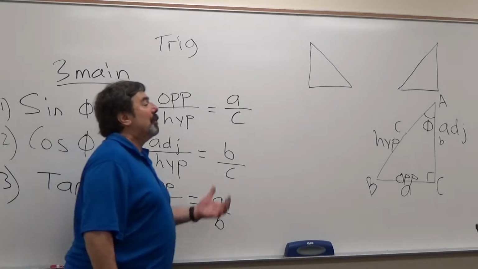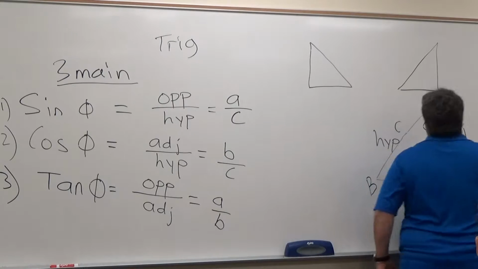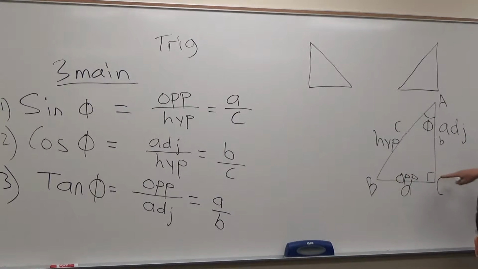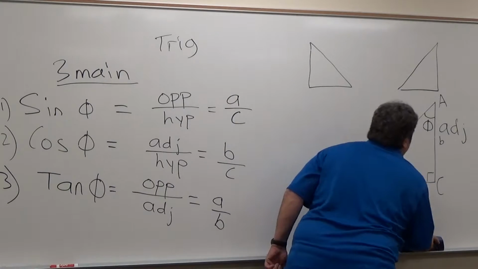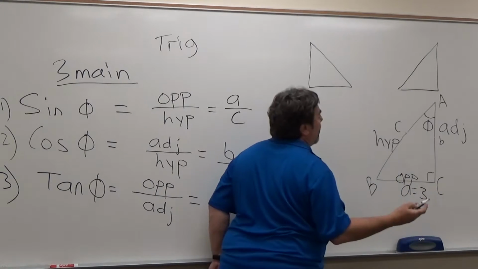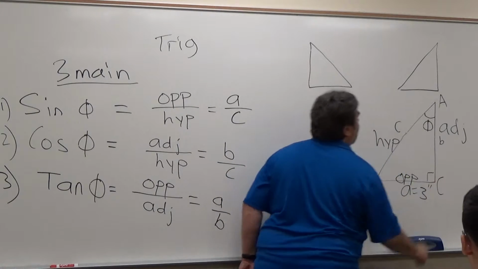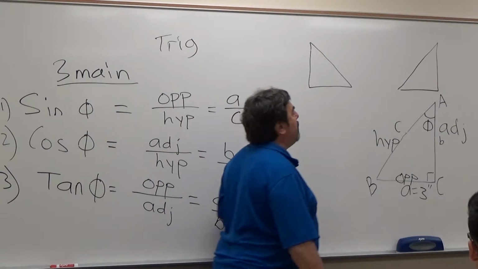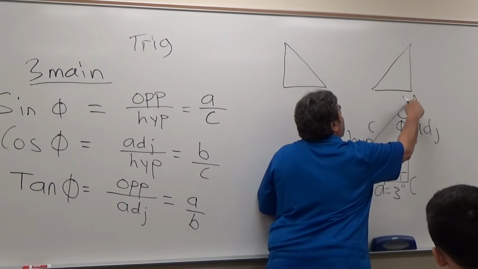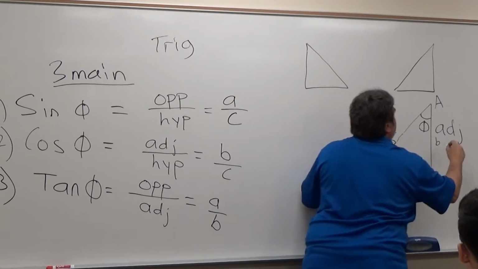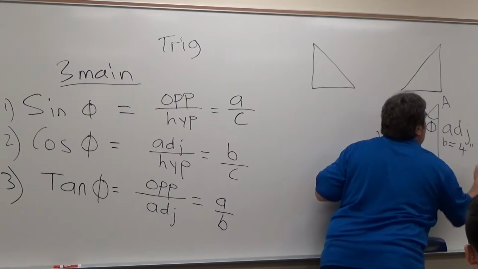Okay, so let's say you were given that lowercase a, which is the length of the opposite side, the distance from here to here. Let's say we were told that was 3 units, like 3 inches. And then we were told that side B was a little bit bigger. Side B is this side here, the distance from here to here. Let's say we were told that was 4 inches long.